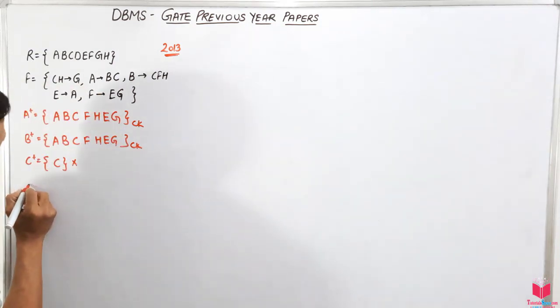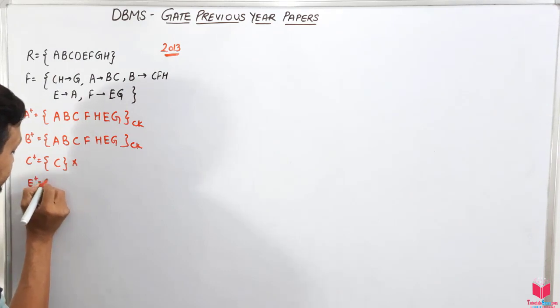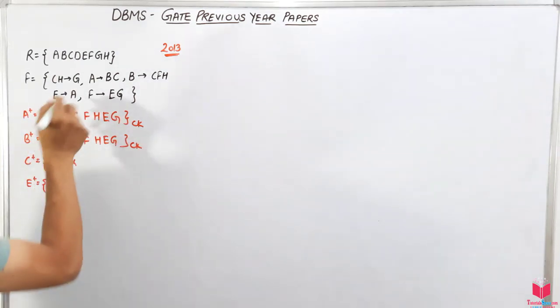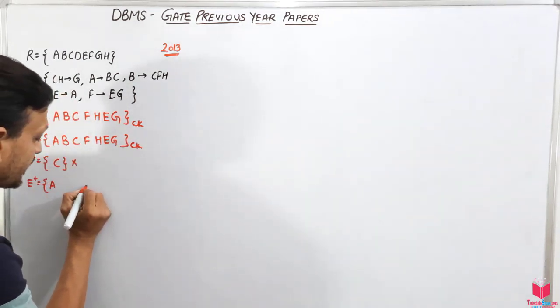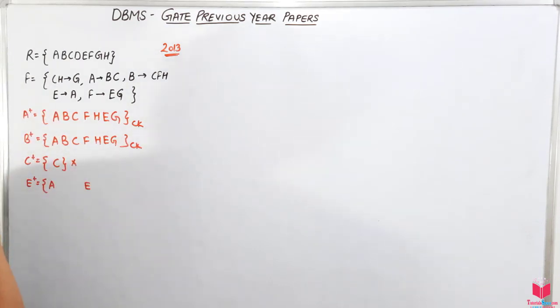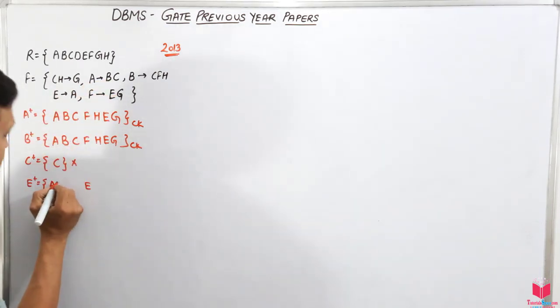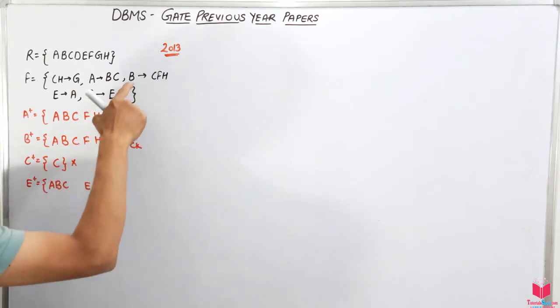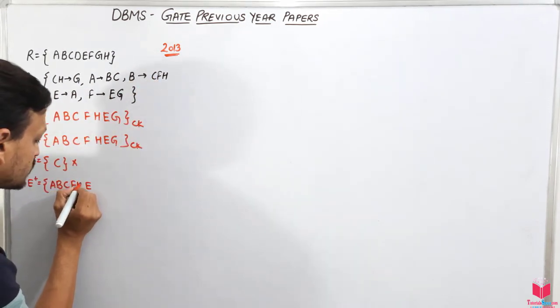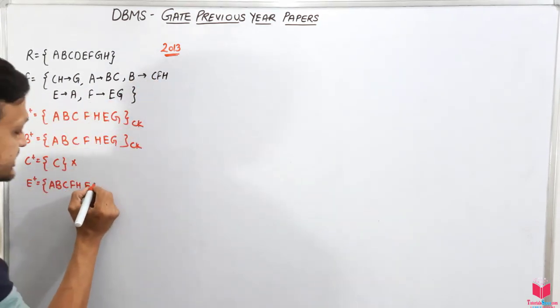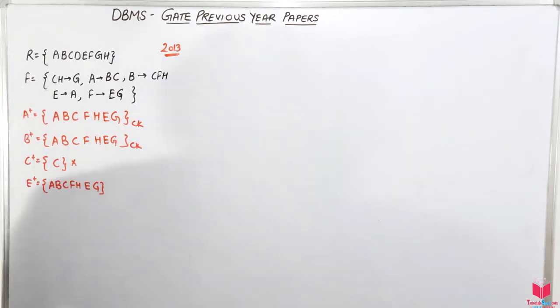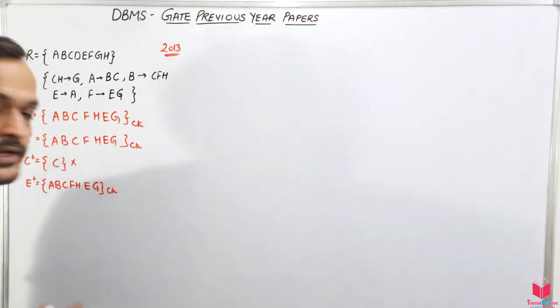Then after D, there is E. From E I can find A. That means from A, E. Then from A I can find BC. Then from B I can find FH also. Then from F I can find EG. So all these 7 attributes are here. That means it is also a candidate key.